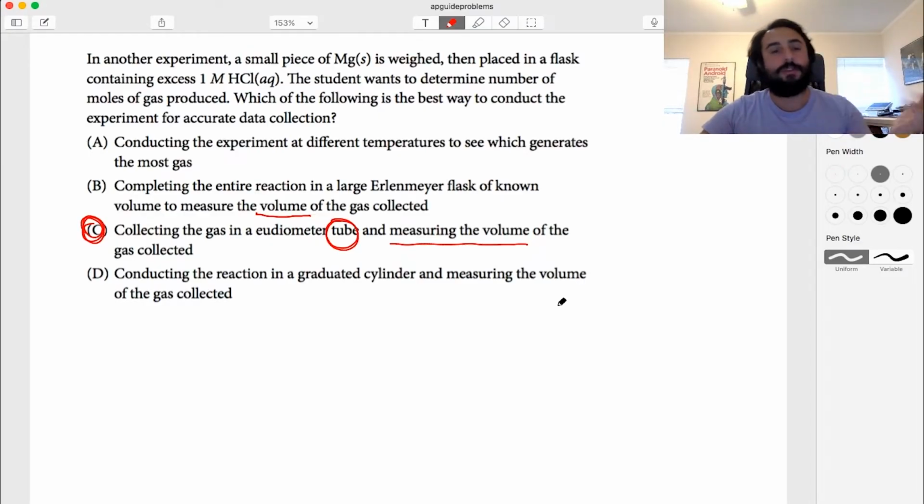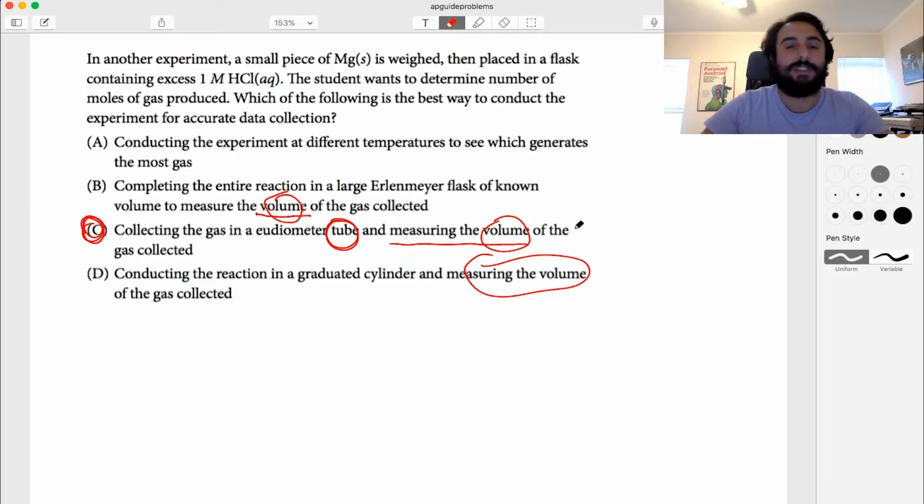So definitely volume, right? Three of them say volume. We're measuring the volume, right? So obviously that's what we want to do. That's why A doesn't make any sense. A is the obvious one that doesn't fit, right?